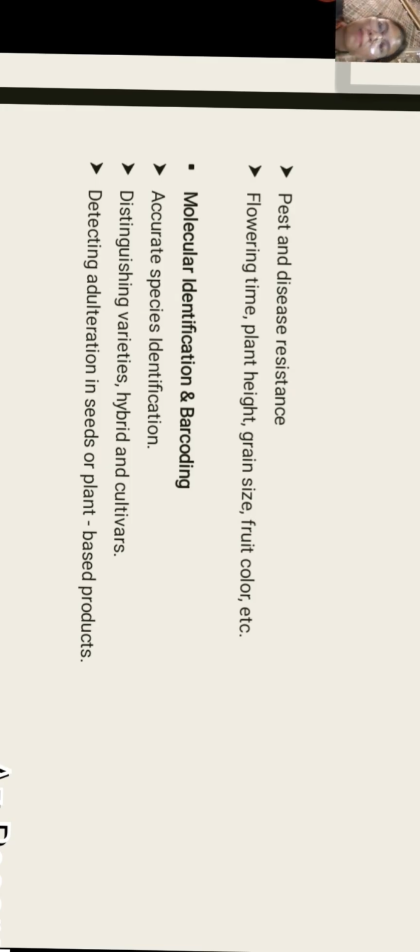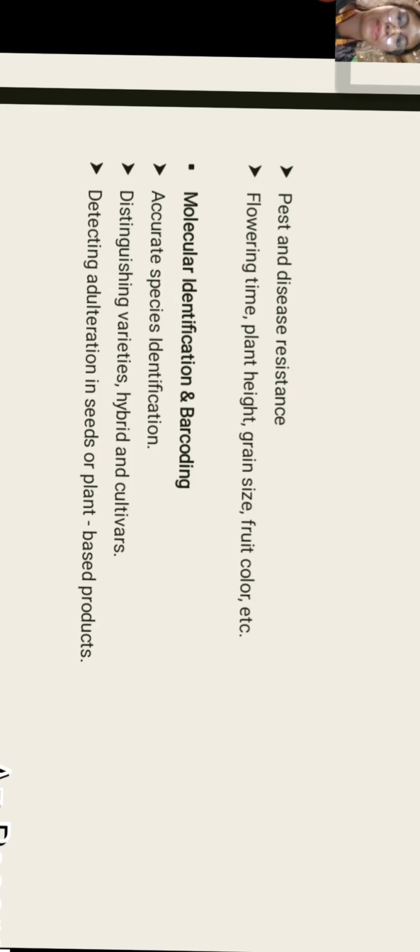The flowering time: some plants flower early, some flower late. In the plant height, a gene can make rice tall or short. And for the grain, a gene can make rice grains long, short, or round. In the fruit colors, a gene can make fruit red, yellow, purple, and so on. So next we have the molecular identification and barcoding.